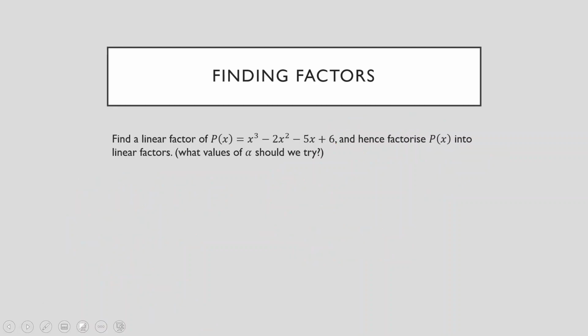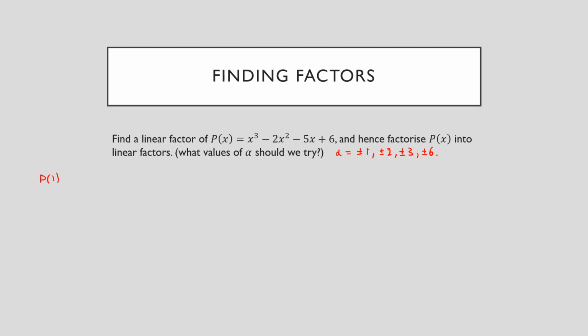Let's do another example. So find a linear factor of this polynomial here, and hence factorize it. So first of all, what values of alpha should we try to use in our remainder theorem? Now remember, if it's a monic polynomial, beta is going to be equal to 1, so we don't have to worry about beta. We're just finding alpha, which is the factors of 6. So alpha equals positive and negative 1, positive and negative 2, positive and negative 3, positive and negative 6. So now we just try them.